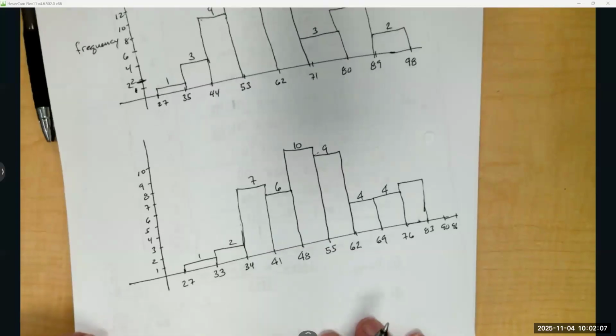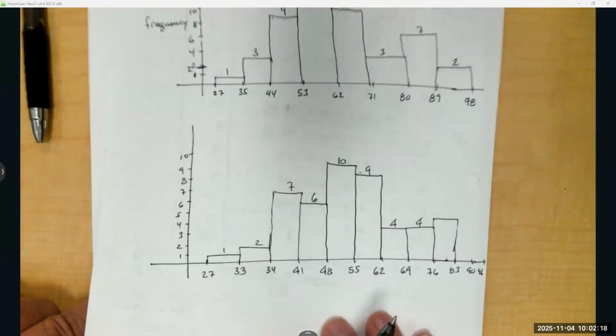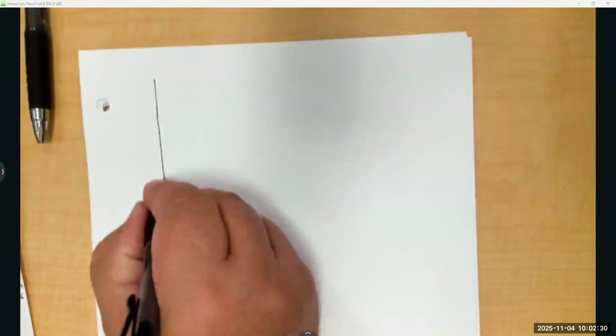So 76 to 82 is 4. What is 62? I messed one up. It's 38 to 48. Okay. I gotta redo these. I can't flip my data over.